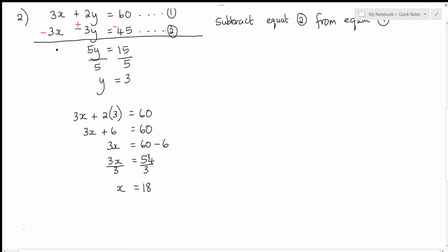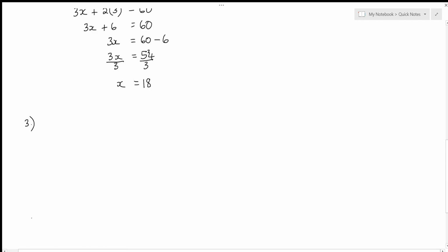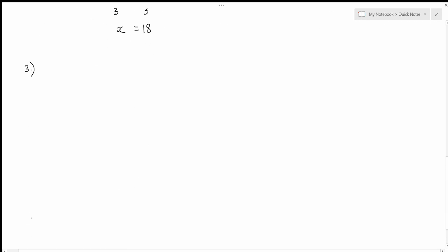Let's have a look at another one. Number 3. Okay, number 3 we have 2x minus 3y equal to 10, and 4x plus 5y equal to 42.